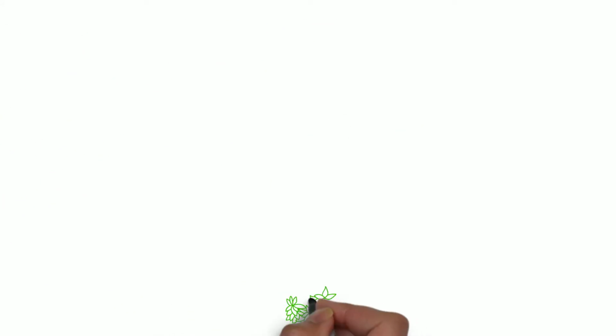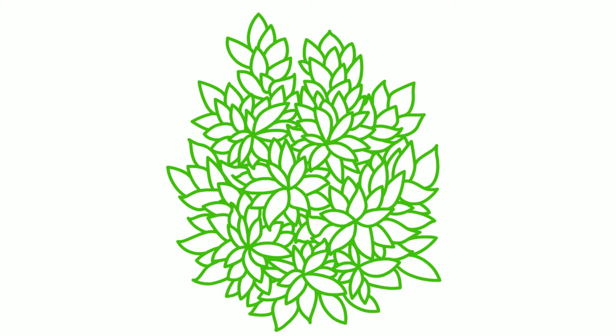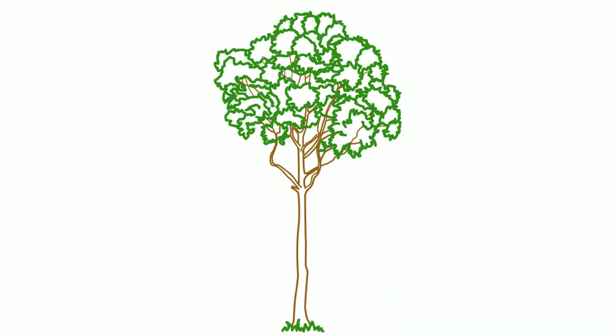Then you have the shrubs. These are small woody plants that have multiple stems that arise from near the ground. Finally, you have the trees. These are large woody plants that generally have a single main stem.